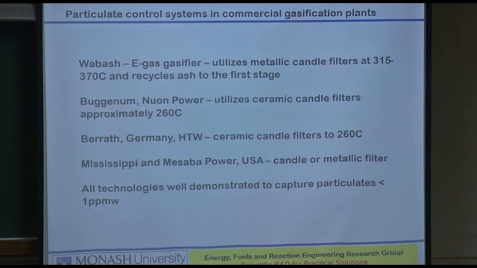Then the Buggenum plant of Nuon Power in Holland, which I believe has just recently been shut down because of the Holland government's directive. I don't know the exact story behind it. It started as a coal-fired unit back in '92, 262 megawatt, and then it was using coal co-fired with all sorts of biomass and also wastes. There also they use ceramic candle filters, either the metallic filters or the ceramic candle filters are the material of choice. Okay, but look at the temperature, very, very low.